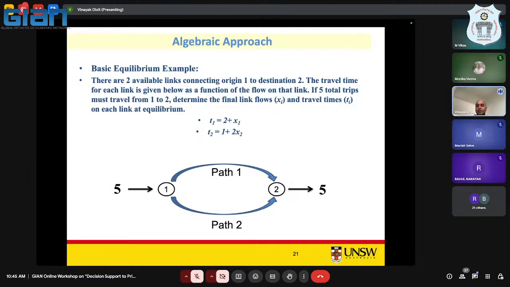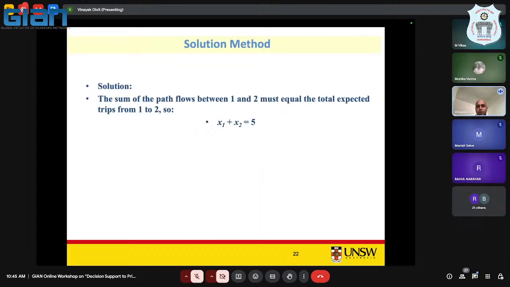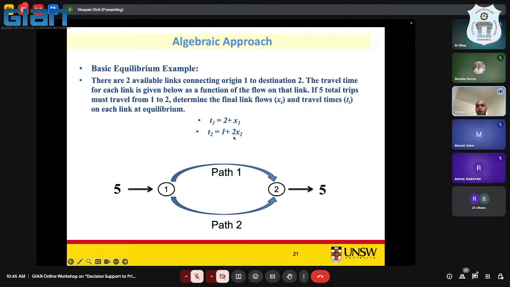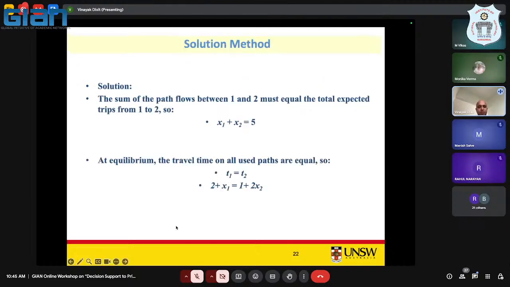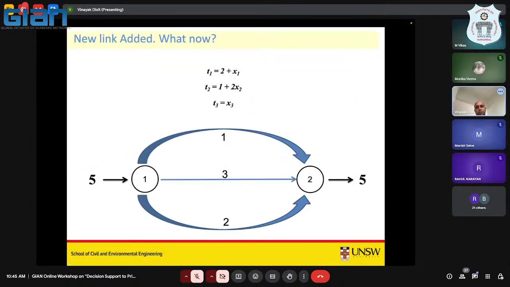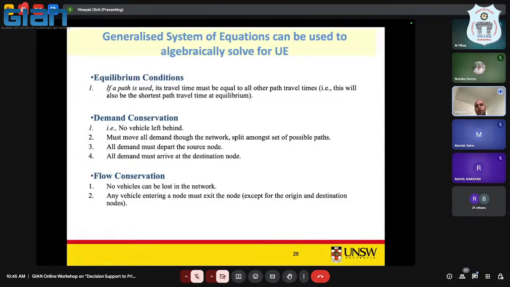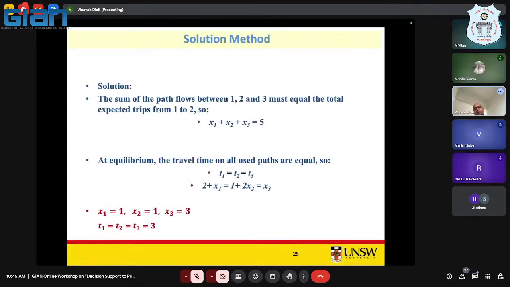So we actually did this. We already talked about the idea of the algebraic approach. So, 2 plus x1, 1 plus x2, 1 plus 2x2. We solved this, right? Now if we add a new link, you end up with multiple simultaneous equations, which you're trying to solve.